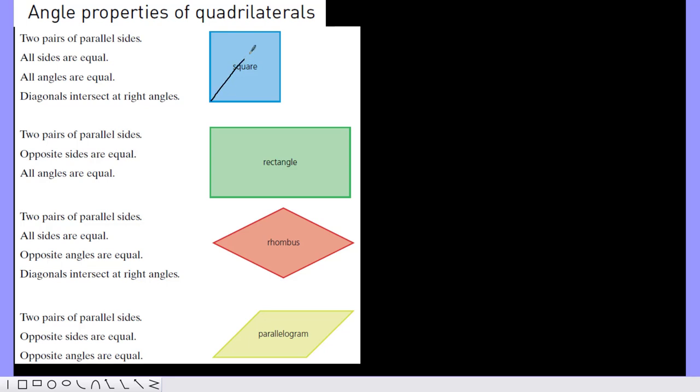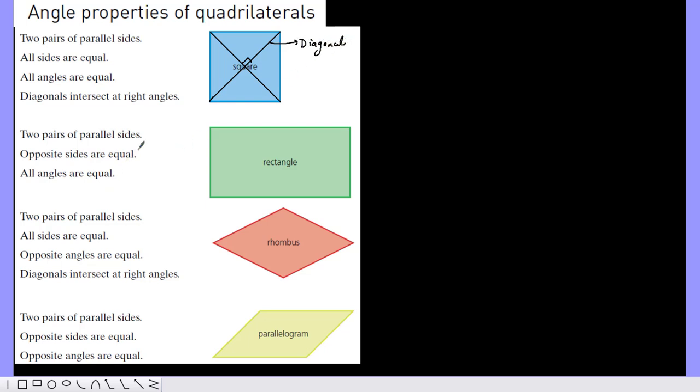If I draw a line from this point to this point, sorry, I have to select this point to this point, and from this point to this point. So the black lines, they are called diagonals. And here diagonals intersect perpendicularly, which means this is 90 degrees.